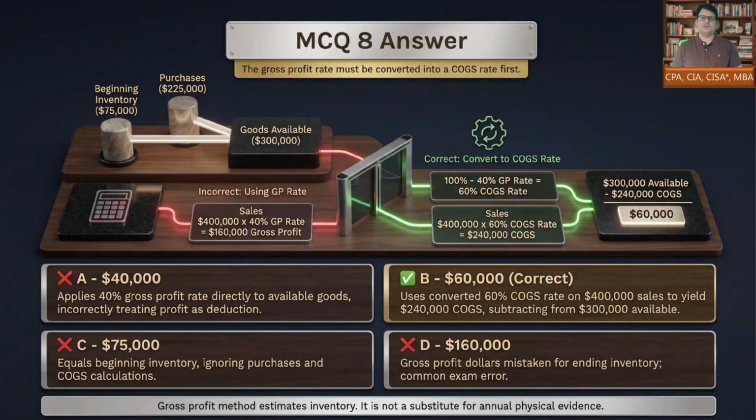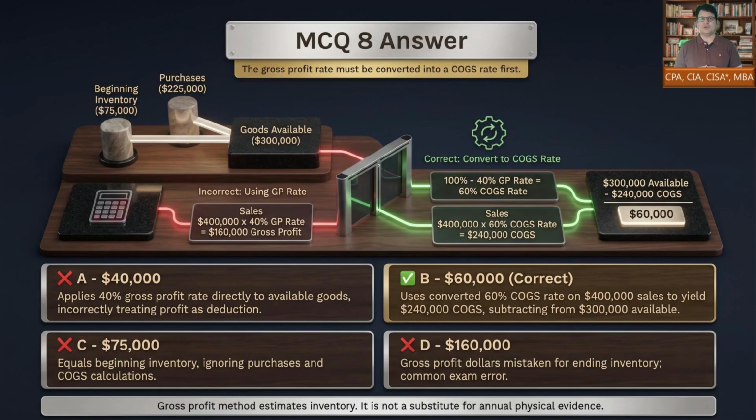Goods available equals beginning inventory of 75,000 plus net purchases of 225,000, giving $300,000. A gross profit rate of 40% means the COGS rate is 60%. Estimated COGS is 60% multiplied by sales of $400,000, which equals $240,000. Ending inventory is goods available of 300,000 minus estimated COGS of 240,000, giving $60,000.